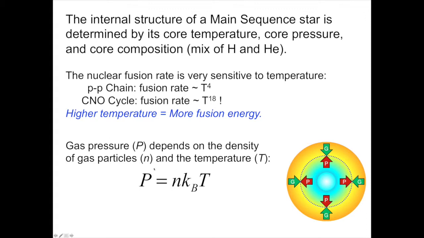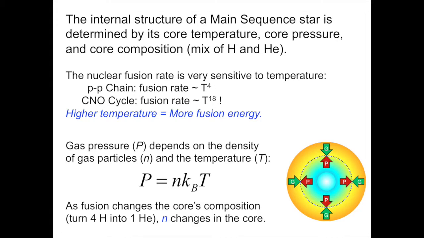However, we've always been paying attention to the relationship between pressure and temperature, but there's a second piece that's very important. That's the number density of gas particles. As fusion occurs inside the core of a star, we're changing the core's composition. We're taking 4 hydrogen atoms and turning them into 1 helium atom. That means that the number of gas particles per volume inside the core of a star fusing hydrogen to helium is slowly changing in time as more of the hydrogen is converted into helium. We end up going from 4 particles to 1.